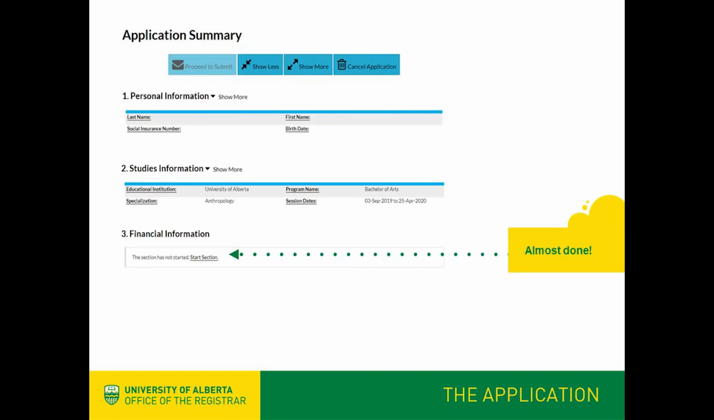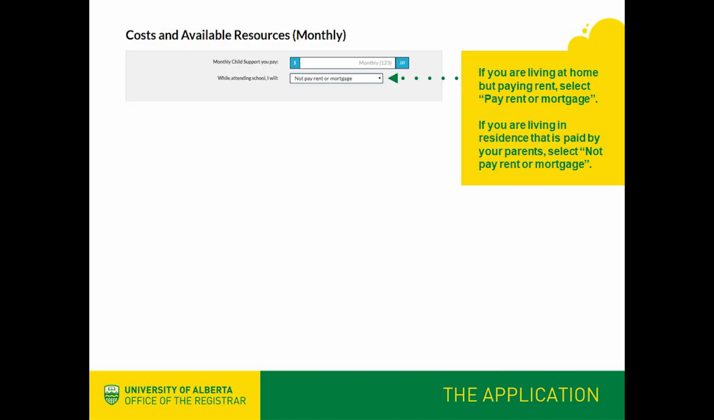Moving along to the financial information section. Just a note about this section, you are going to try and answer each question as accurately as possible and making sure that you're reporting it monthly. So the first question asks if you will be paying child support, not if you're receiving it.